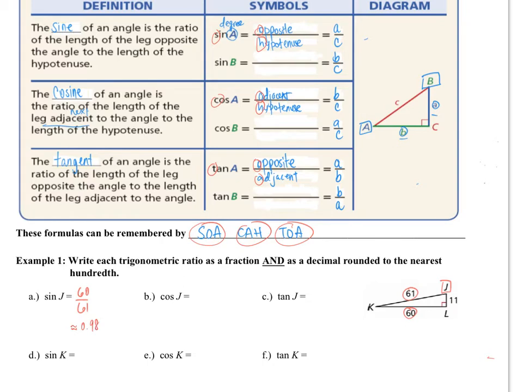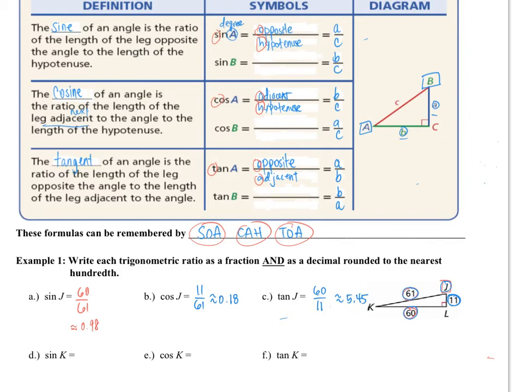And for the next one, we have cosine J. If we look at J here, cosine is equal to adjacent over hypotenuse, so we have 11 over 61. So that would equal about 0.18. And then we have tangent J. That will be opposite over adjacent, so that's 60 over 11, about 5.45.